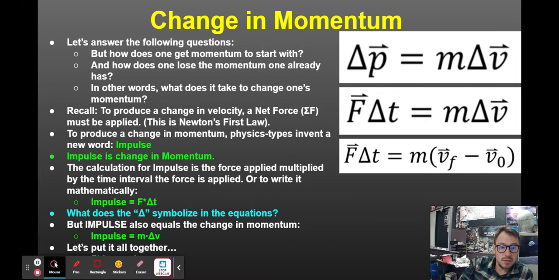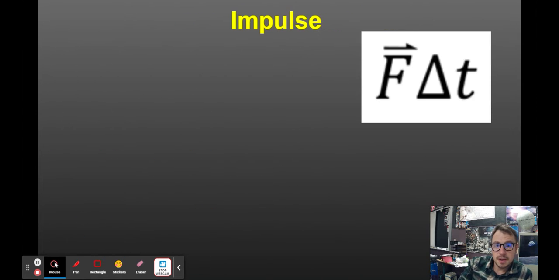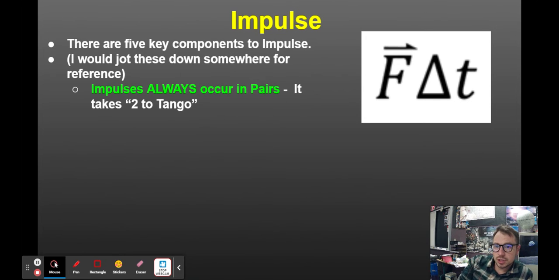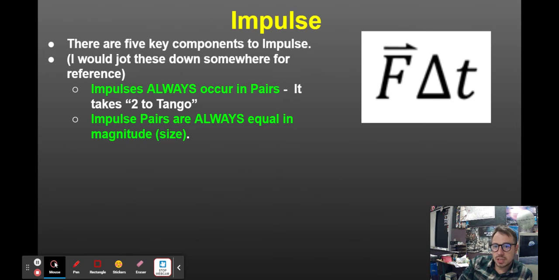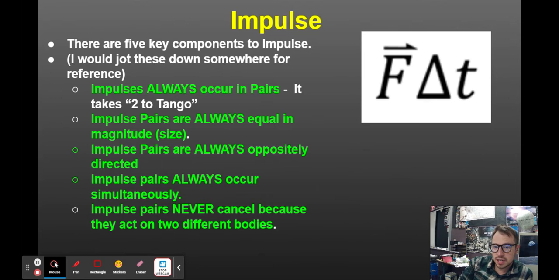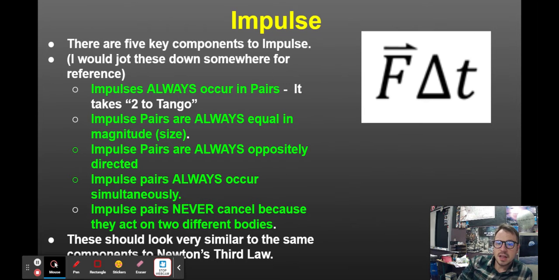So the final velocity minus the initial velocity. So let's look at some components to impulse. Impulses always occur in pairs. Impulse pairs are always equal in magnitude. Impulse pairs are always oppositely directed. Impulse pairs are always simultaneous. Impulse pairs never cancel because they act on two different bodies. These should look very similar to the same components of Newton's third law, those force pairs.